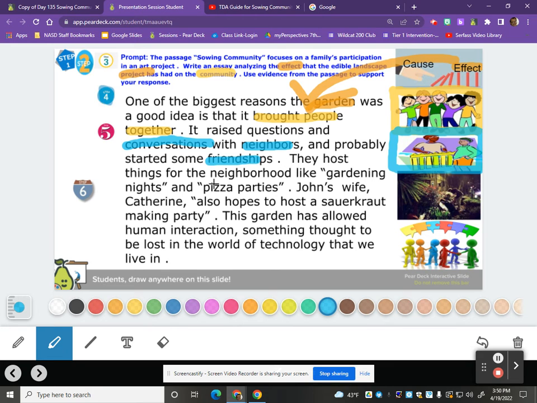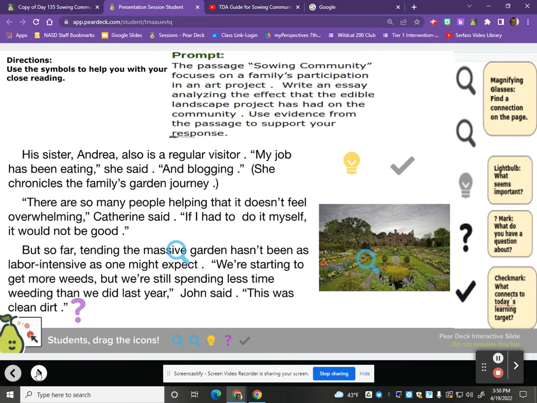They host things for the neighborhood like gardening nights and pizza parties. Well, here's a gardening night right here. Gardening at night. Gardening nights and pizza parties. And these have quotes around them. Why? Because they are also all from the article. What article? This article here.